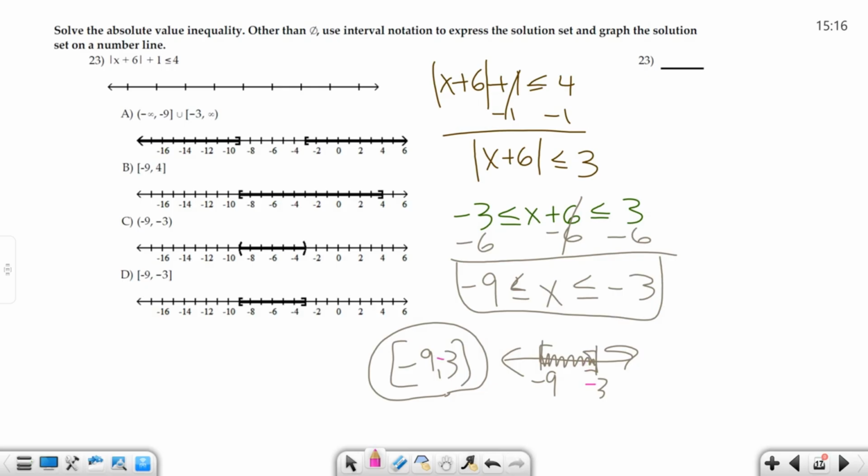So that should be negative. I'm glad it didn't have the other answer because I would have just picked it and missed it. So negative 9 and negative 3, both brackets. It's D right here. And then you just check to make sure the number line really goes from negative 9 to negative 3, and it does. So then that's going to be D. So another D right there, right? I think on the last page both were D's. And then we move on to 24.